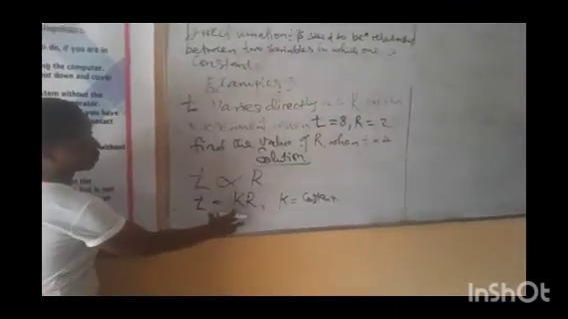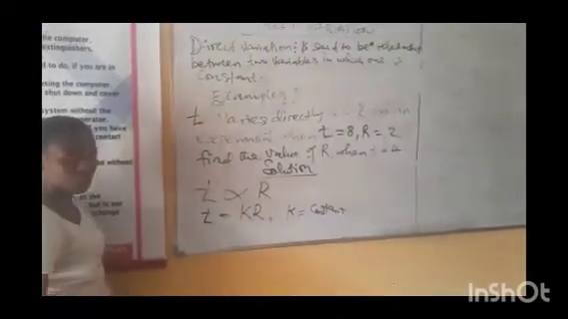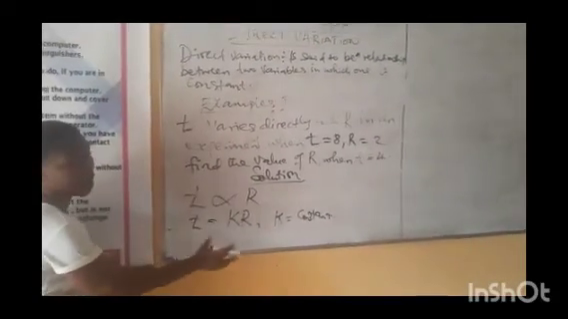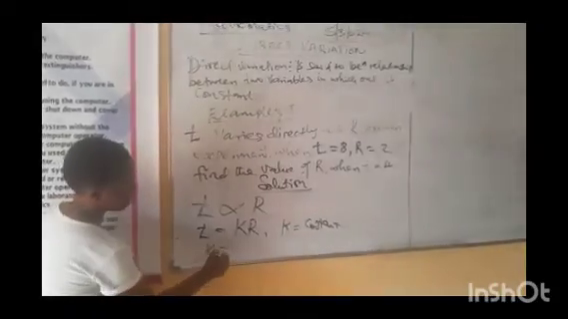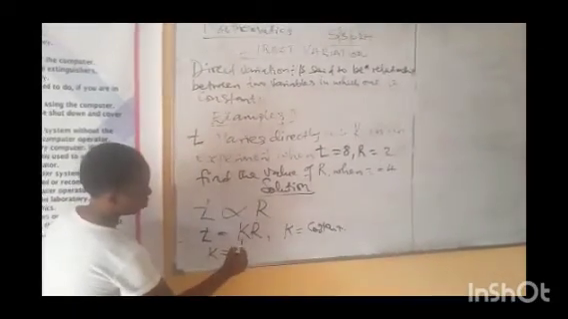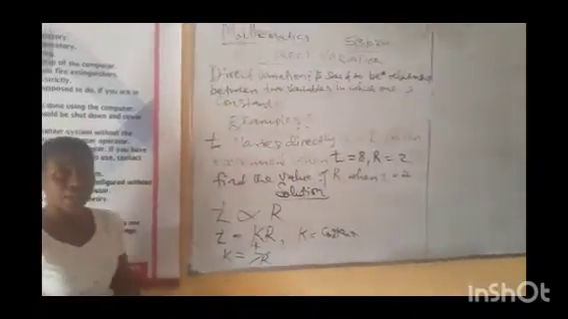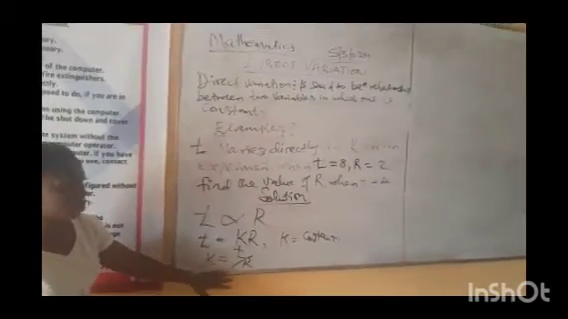That is involved in this lesson. Okay, we are at this point now. All we need to do is to make our k, which is the constant, the subject of the formula. And by making it the subject of the formula, we divide both sides by r. And when we divide both sides by r, we ought to have k is equal to t over r.